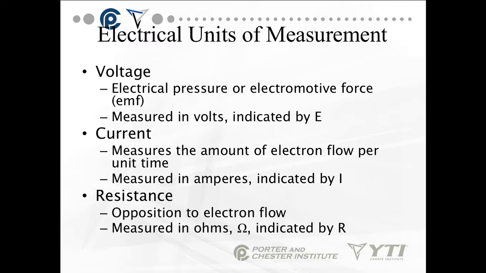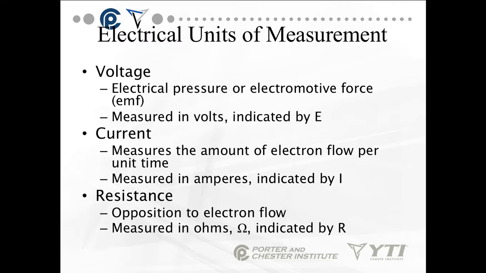We have units of measurement in electricity because we have to be able to quantify our electrical power and our electrical circuits. The first unit of measure is voltage. It's called electrical pressure or electromotive force, EMF. It's measured in volts, and in our Ohm's law calculations, which we'll start to talk about, it's indicated by an E.